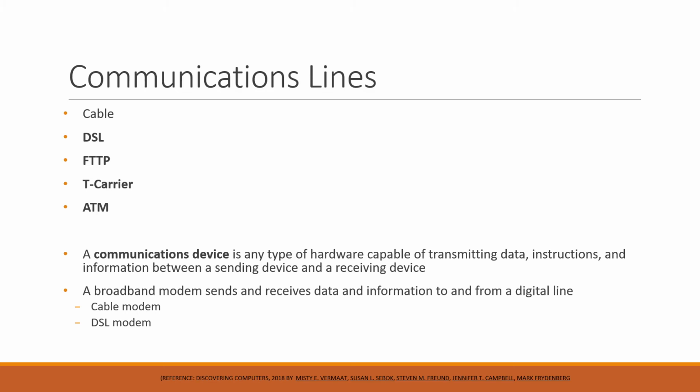And I have a list here of communications lines. We have cable, DSL, we have T carrier, we have ATM, and FTTP. A communication device is a type of hardware capable of transmitting data, instructions, and information between a sending device and a receiving device. And one example of a communication device is the modem, which stands for modulator demodulator.